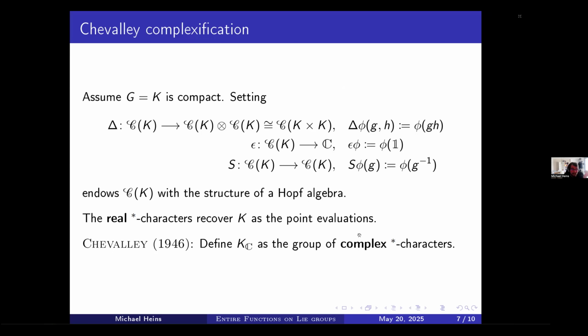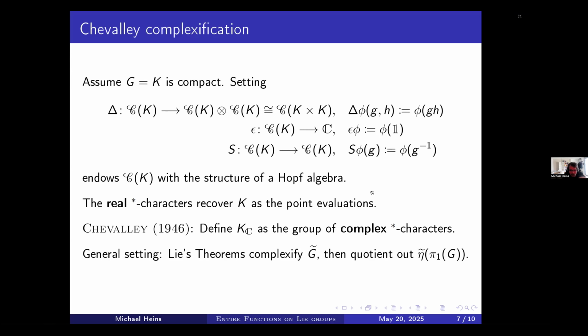Okay, you have to build a topology here, so this is not completely trivial, but it's a nice kind of exercise, or maybe a bachelor thesis, I'm not sure. Some of this is kind of annoying. Okay, good. So that's the construction for compact K, but the complexification, the universal one, exists in general.